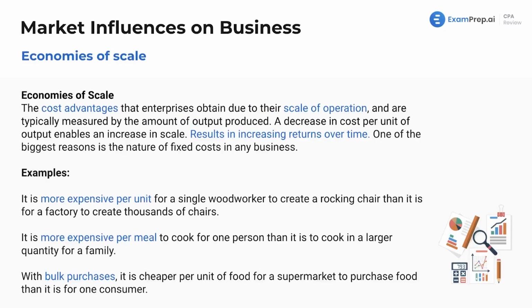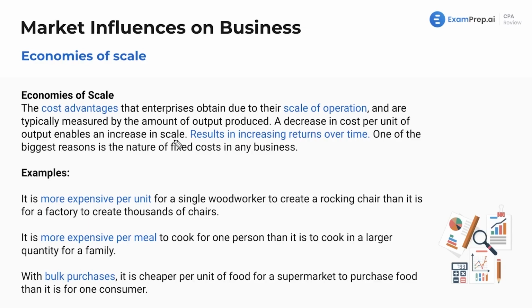Economies of scale, we've mentioned this a few times, but let's just talk about it a little bit more in depth. These are the cost advantages that enterprises obtain due to their scale of operation and are typically measured by the amount of output produced. A decrease in cost per unit of output enables an increase in scale.